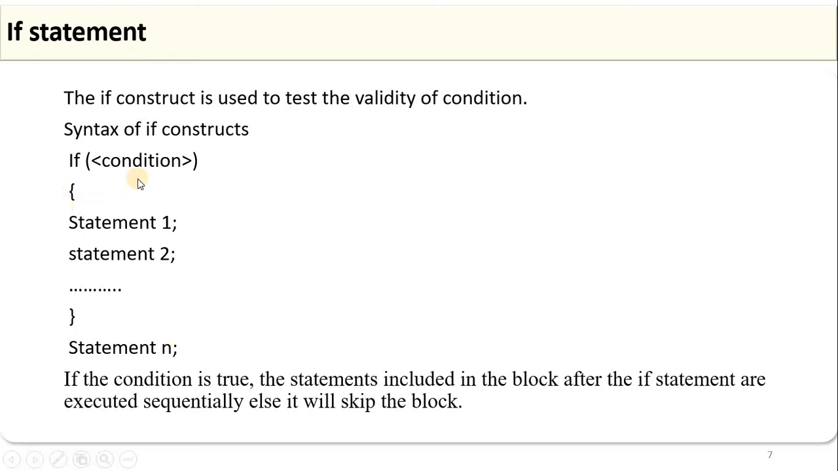If the condition is false, or the expression is false, then it won't enter into the if block. Straight away, the flow of control will come to statement n. If the condition or the expression inside this if turns out to be true, then only the flow of execution enters into the if block. Otherwise, it won't enter into the if block. This is the overview of the if statement.